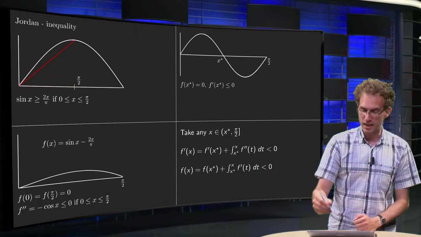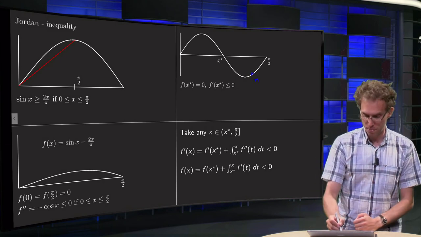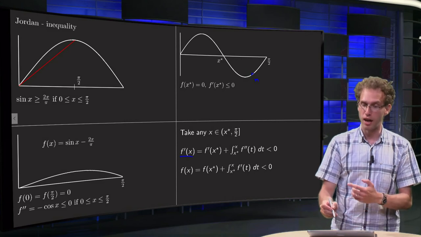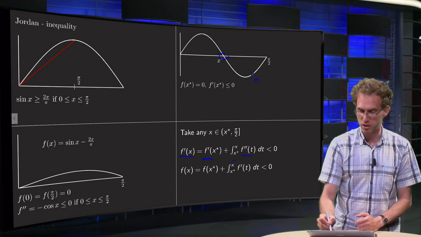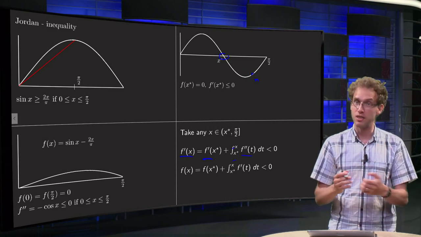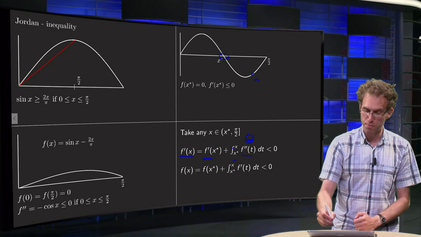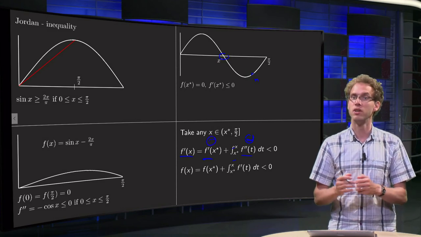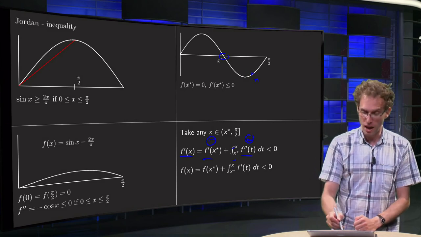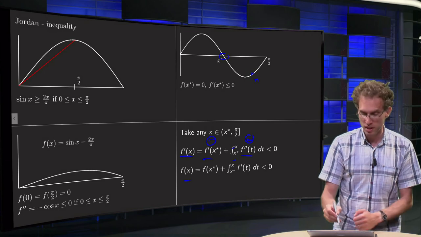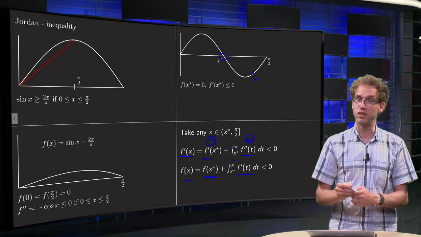Now take any x over here. Then we know that f prime of x equals f prime of x star plus the integral of f double prime from x star to x. And now we know that this quantity is negative, because f double prime is negative and f prime at x star is negative. So f prime at x is negative. And then f of x equals, with the same trick, f at x star, which is 0, plus something negative, so f of x is also negative.